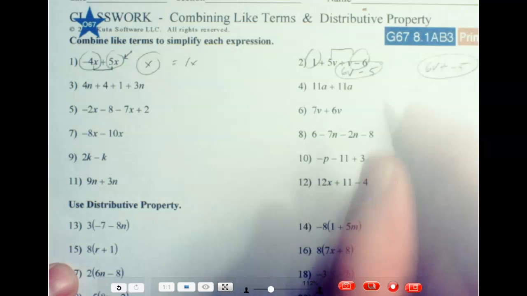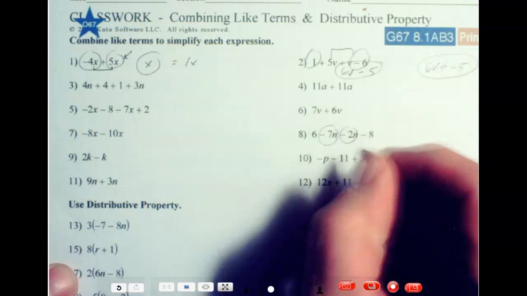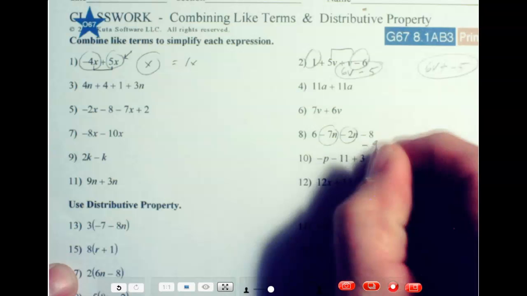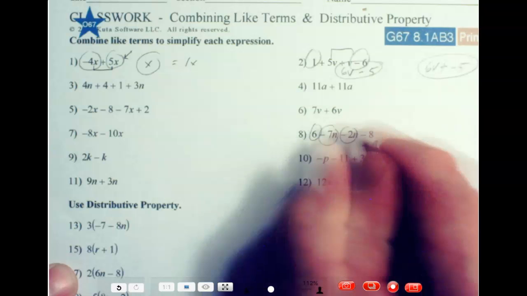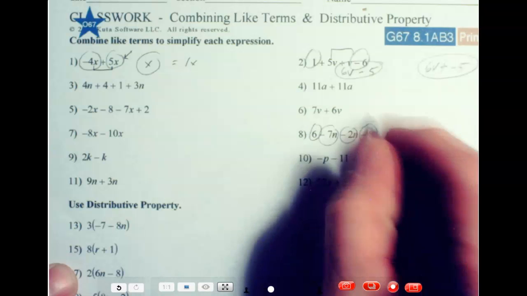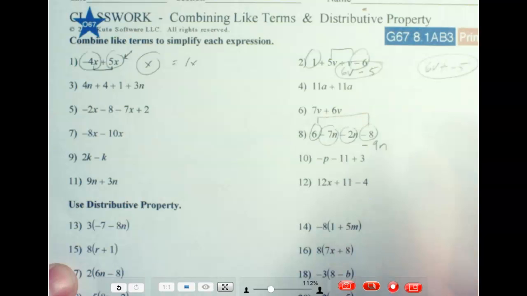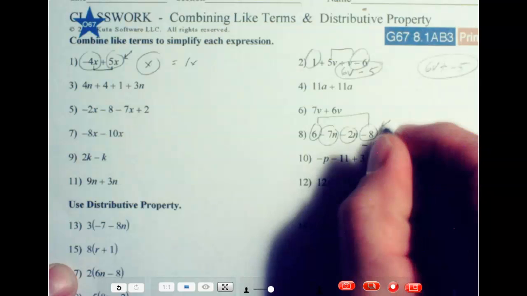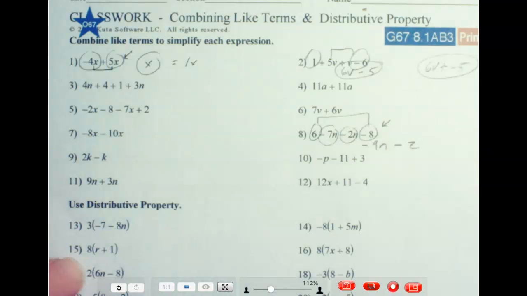All right, let's jump down and try a couple down here. Here we have two negative terms. Those are the same signs, so when you add those up, we have a negative 9n. And then we've got a positive 6 and a negative 8, and we can combine those. The difference is 2 and it's negative, because 8 has the greater absolute value. So that would be negative 9n minus 2.